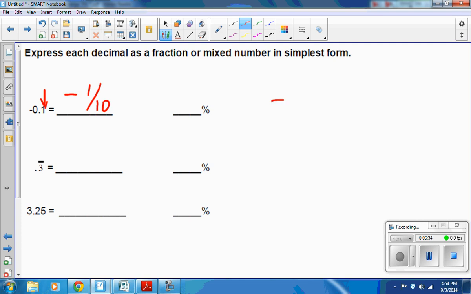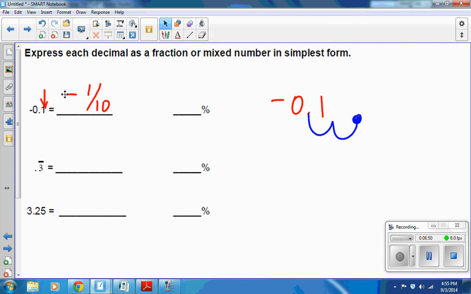Decimal to percent, we have negative 0.1. We are going to move the decimal 2 times to the right. Boom. Nothing's in that hole. We have to fill it with something, so we're going to put a 0 in there. So that means that I have negative 10%. Pretty easy. Negative 0.3 repeating.